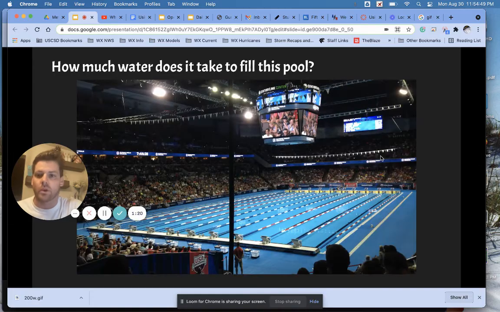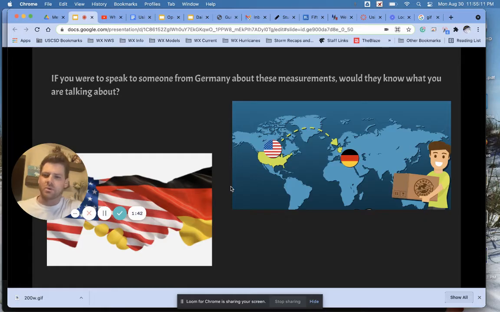Okay, let's do one more. How much water does it take to fill this pool? This is an Olympic-sized swimming pool. This is actually the Olympic swimming trials. How much water does this take? About 660,000 gallons of water.